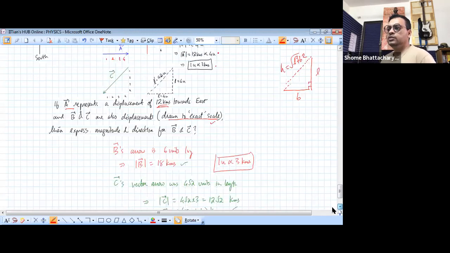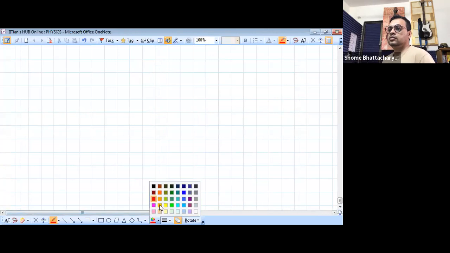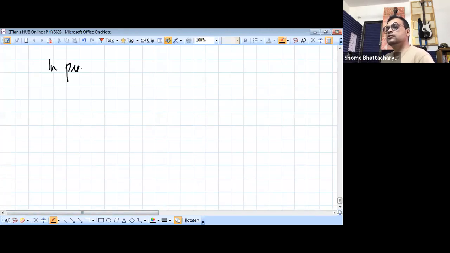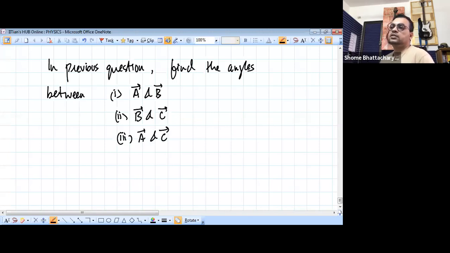All right, now one more thing we'll see here is the angles between arrows. So in the previous question, find the angles between A and B, B and C, E and C. Now, what is the angle between these? We have to find out.